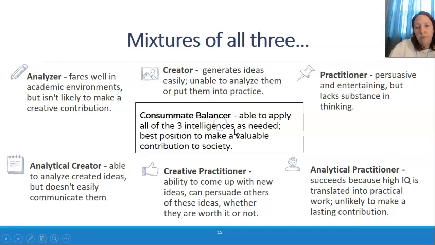But overall, the most effective type of intelligence would be to be a consummate balancer. So this is the one I'd like you to know: someone who's able to apply all three intelligences as needed. So not only do they have all three intelligences, they're all strong, and someone can tap into that part of their brain as needed. That person would be in the best position to make a valuable contribution to society and would essentially be the most successful type of human.